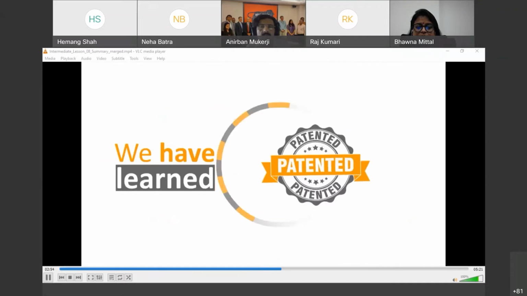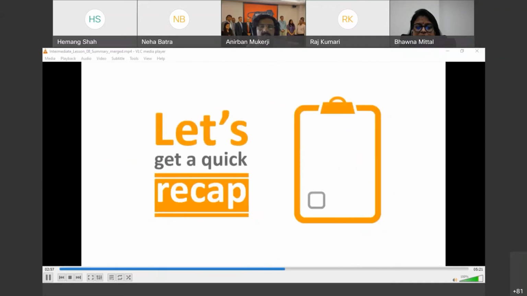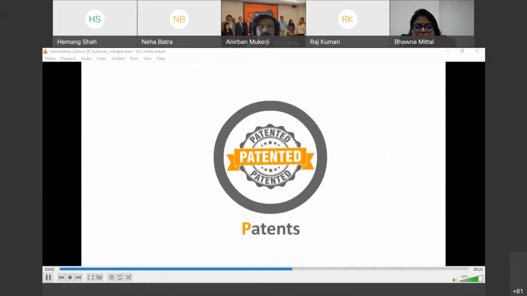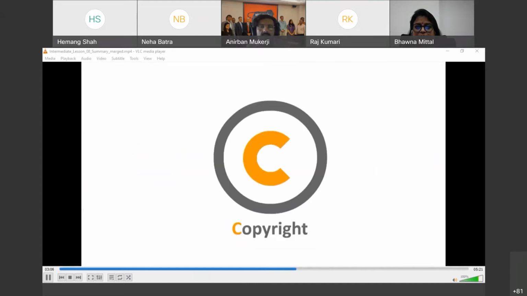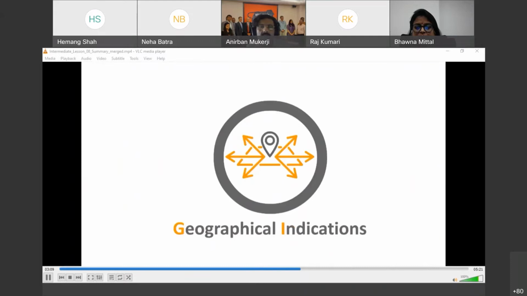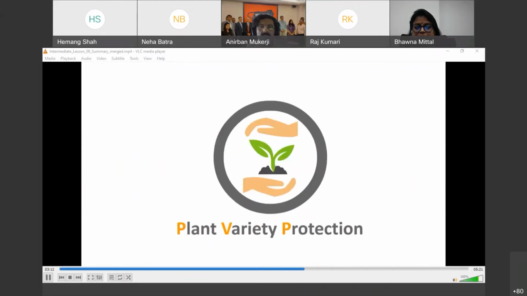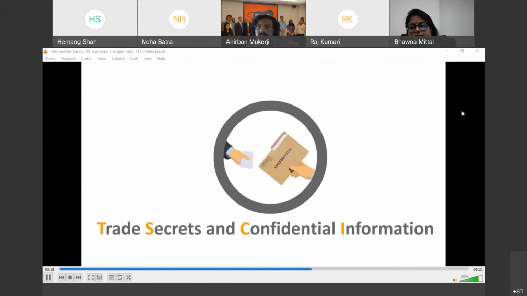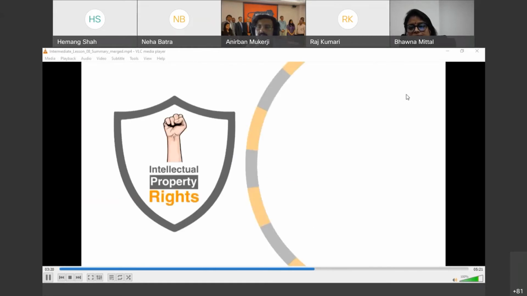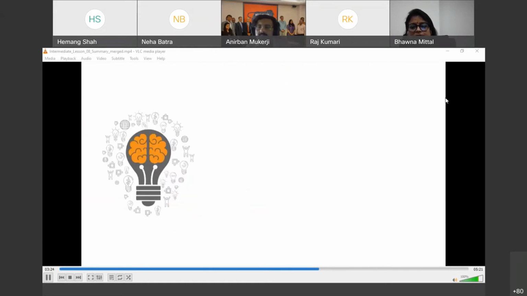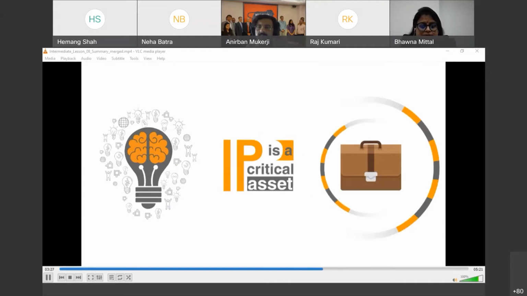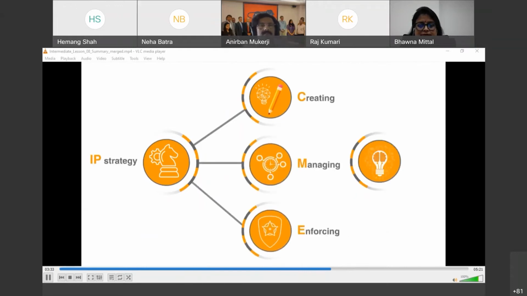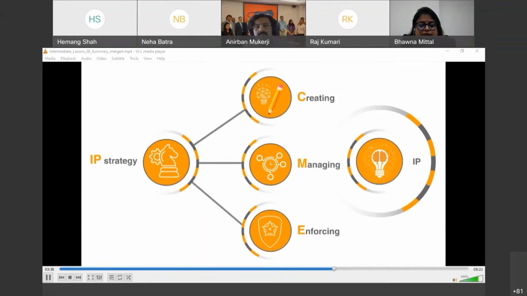We have learned quite a bit about patents. Let's get a quick recap of the key takeaways. There are 8 categories of IP in India: patents, trademarks, copyright, industrial design, geographical indications, plant variety protection, layout designs of integrated circuits, and trade secrets and confidential information. Remember that IPRs protect intangible property. Since IP is a critical asset for your business, there should be a sound IP strategy in place which helps you in creating, managing, and enforcing your IP. It can be offensive as well as defensive.